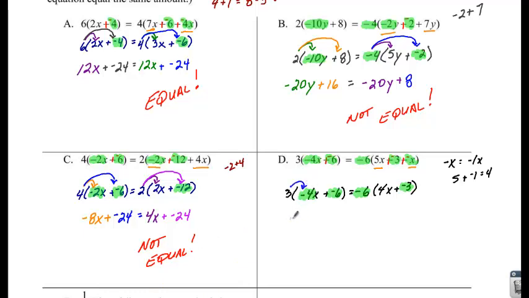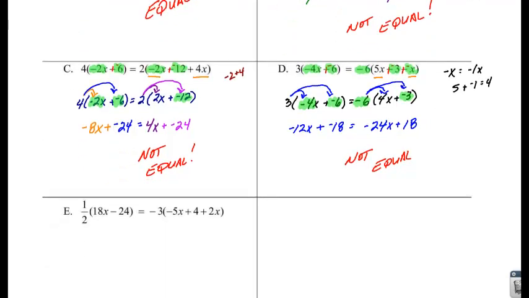3 times negative 4x, negative 12x. 3 times negative 6, so plus negative 18. Negative 6 times 4x, negative 24x. Negative 6 times negative 3 is plus 18. Negative 12x, negative 24x. No, these are not equal.